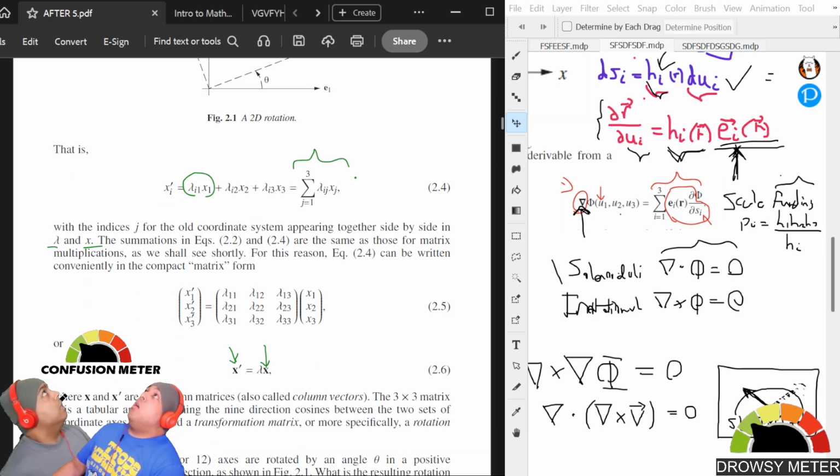The 3x3 matrix, lambda, let's just call them the names: lambda, x prime, and x. The 3 by 3 matrix lambda is a tabular array containing the 9 direction cosines between the two sets of coordinate axes. It is called a transformation matrix, or more specifically, a rotation matrix. Transformation, well, I can just underline it, right?